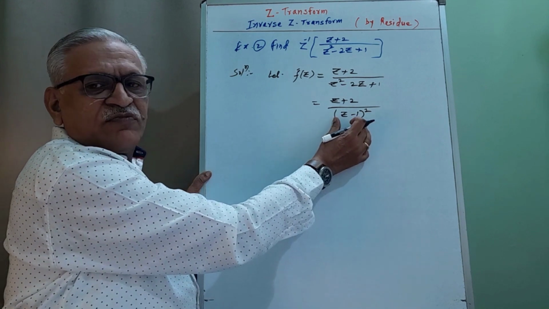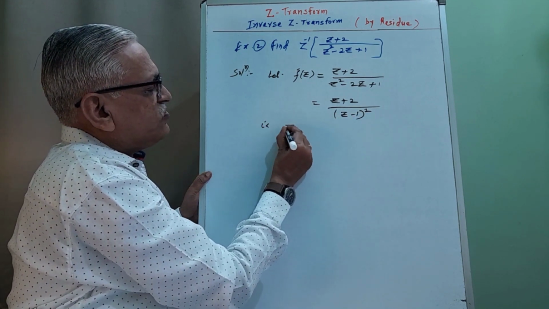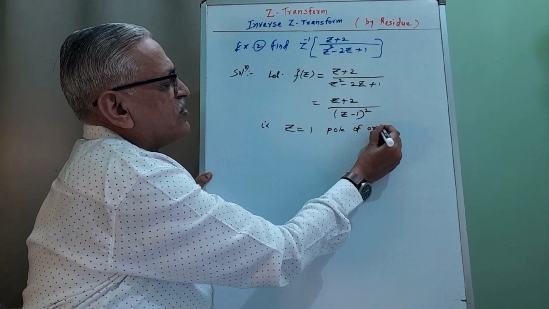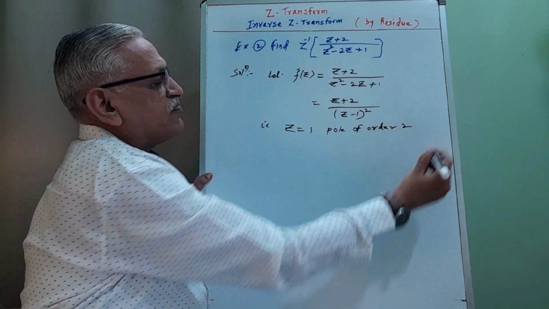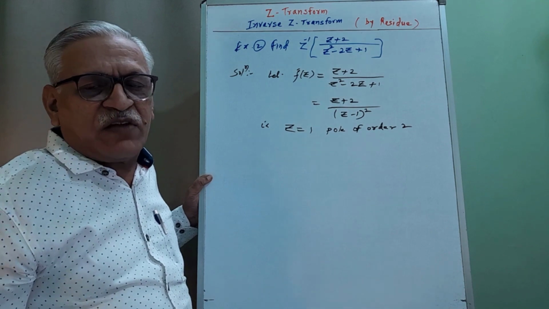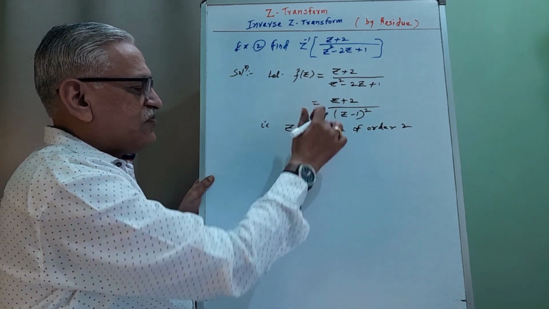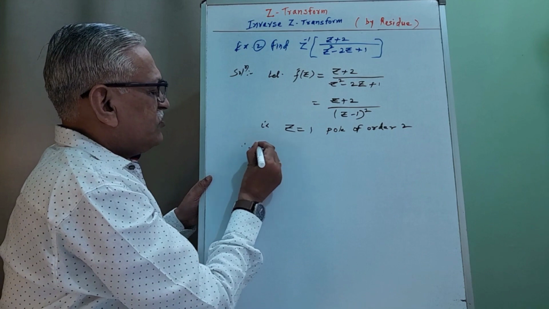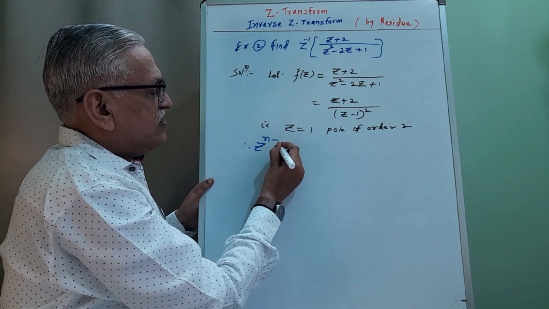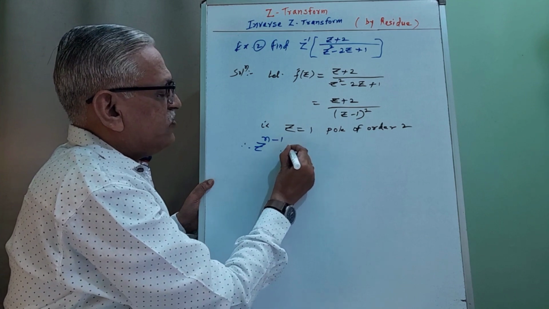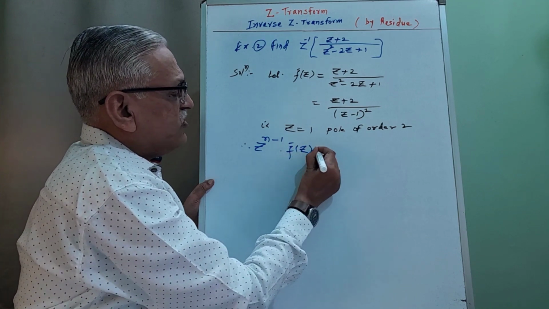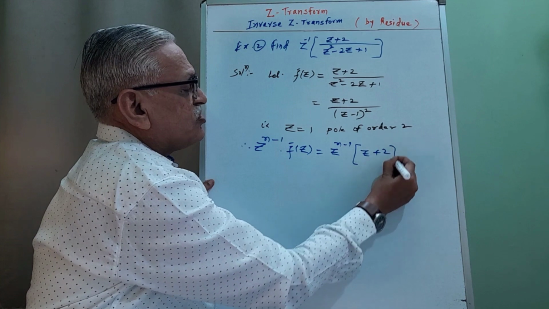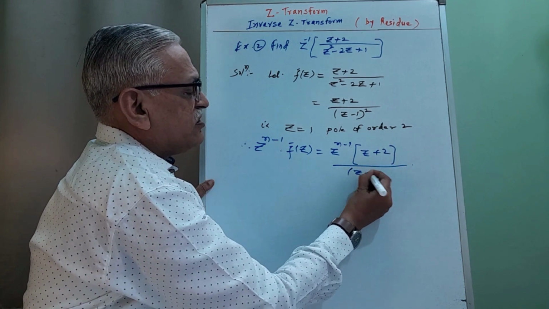And therefore, equating this term to 0, we get z is equal to 1, a pole of order 2. This is the first step. And as it is a pole of order 2, we have to apply the second formula to find the inverse Z transform. Next step is multiplying it by z raised to n minus 1 on both sides. Therefore, z raised to n minus 1 into f bar of z is equal to z raised to n minus 1 multiplied by z plus 2 and whole divided by z minus 1 whole square.